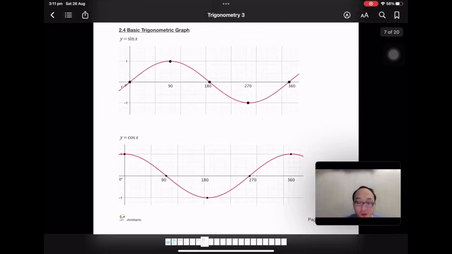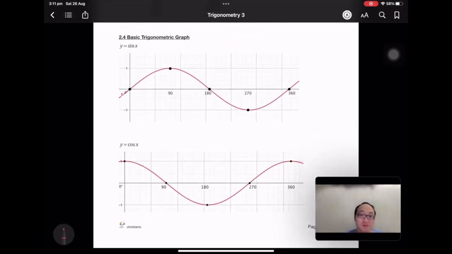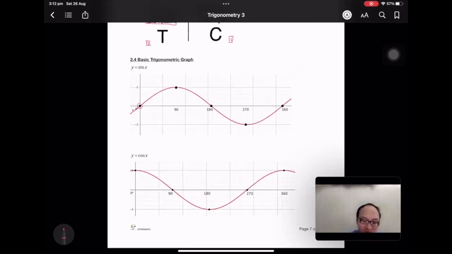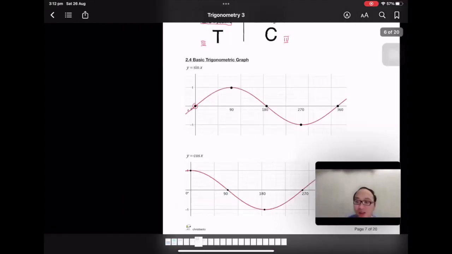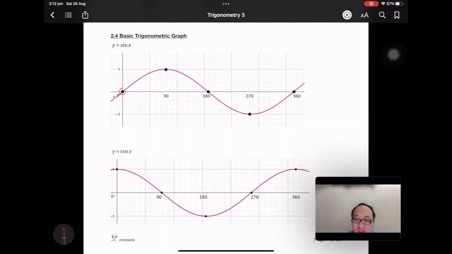We continue to the trigonometric graph. We have three basic trigonometric graphs. For y equals sine x, it will start from 0. Yeah, if we plot the numbers, sine 0 is 0.